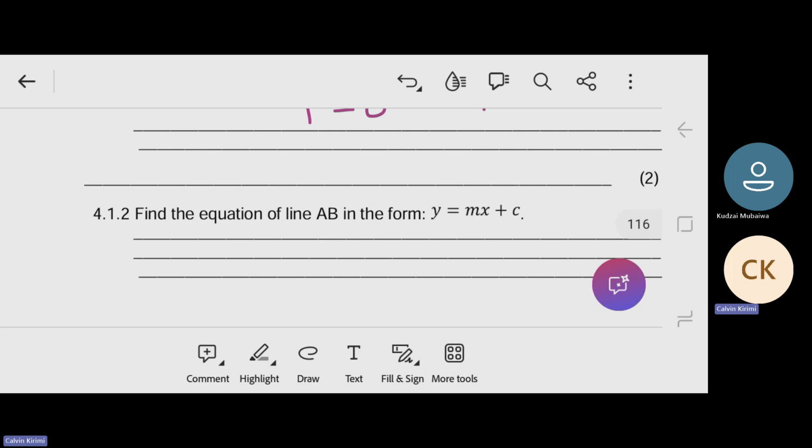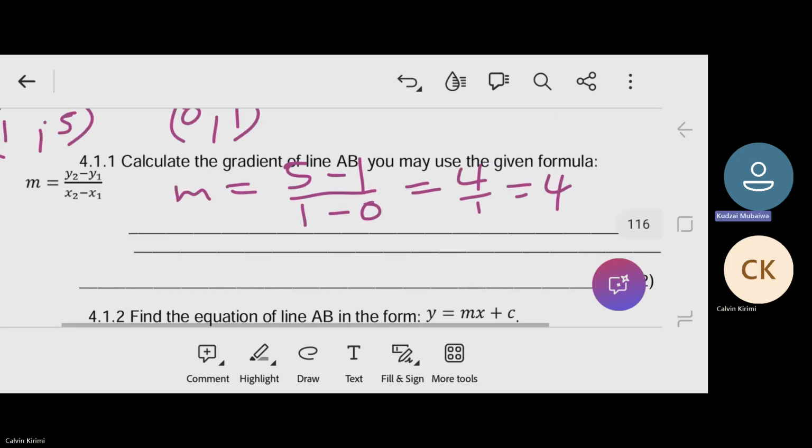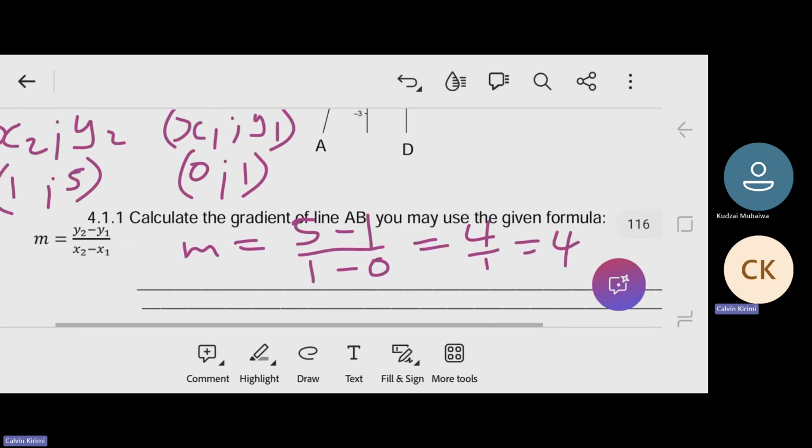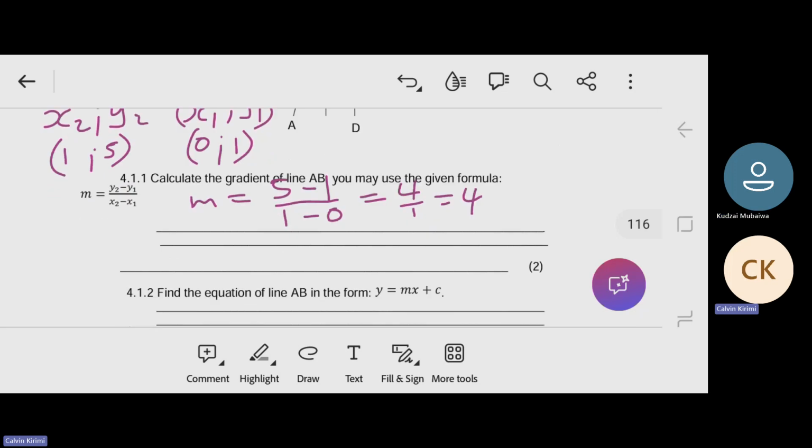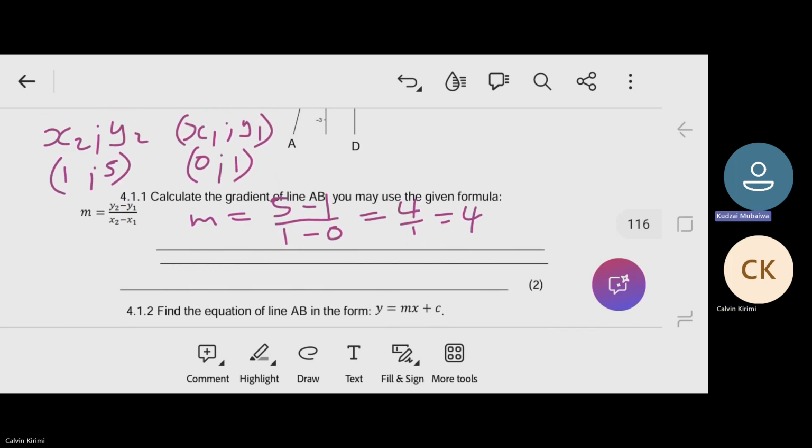Find the equation of the line. This is what we are having. So what is the equation of the line? This one. Can you find it for me? I said where there is m, what are you going to put?